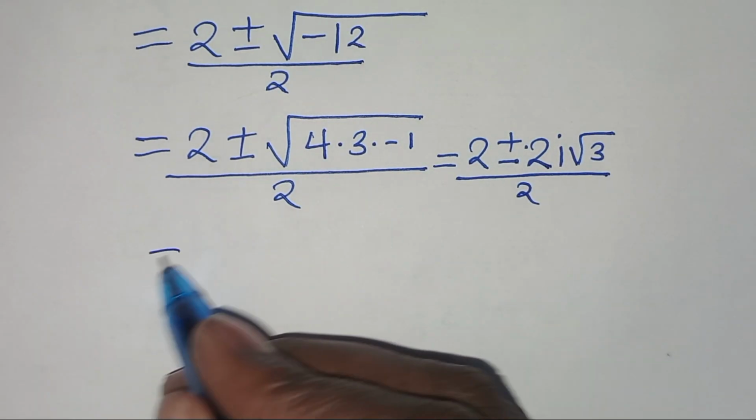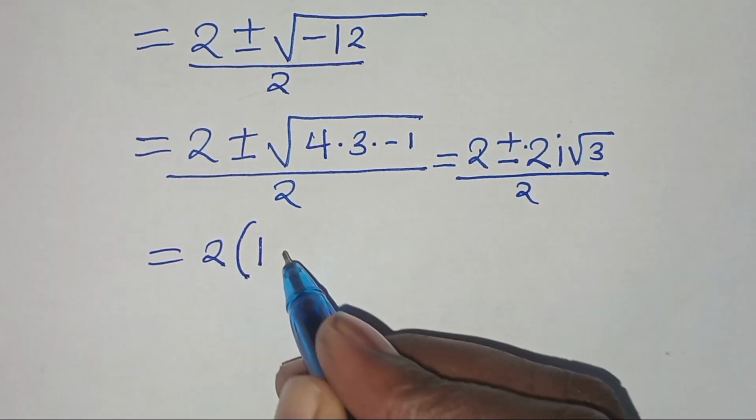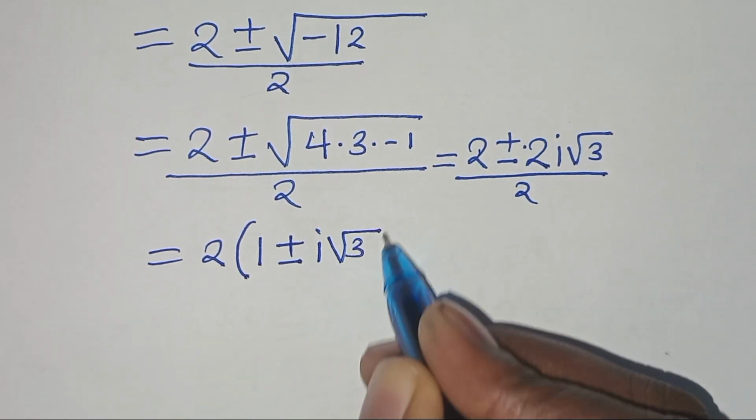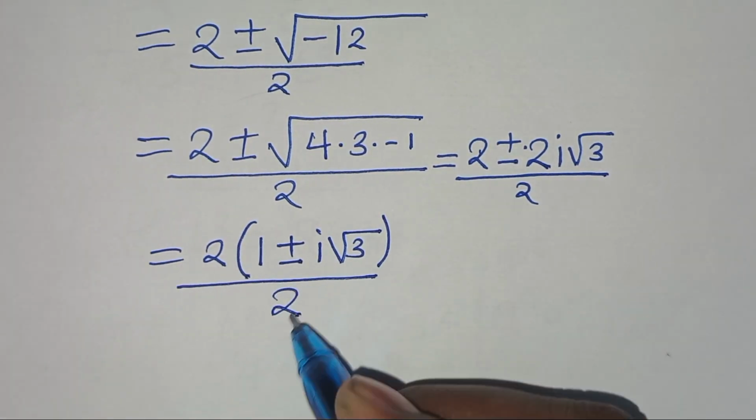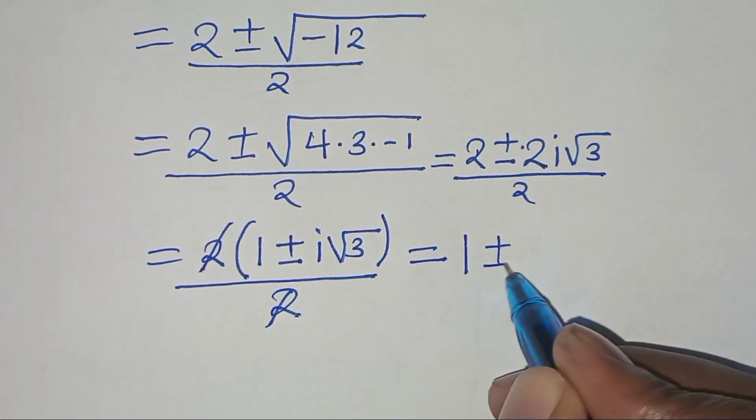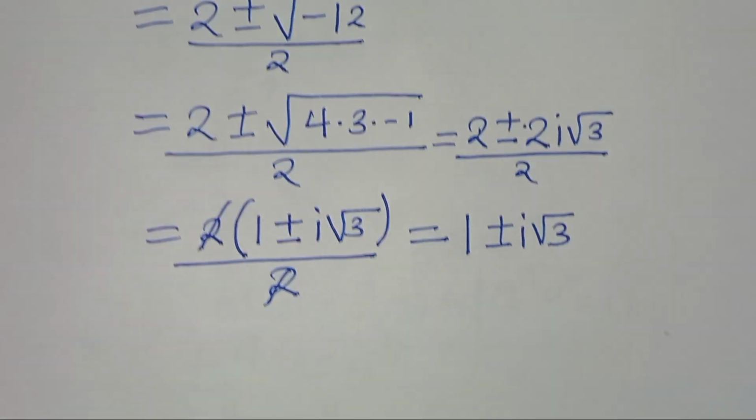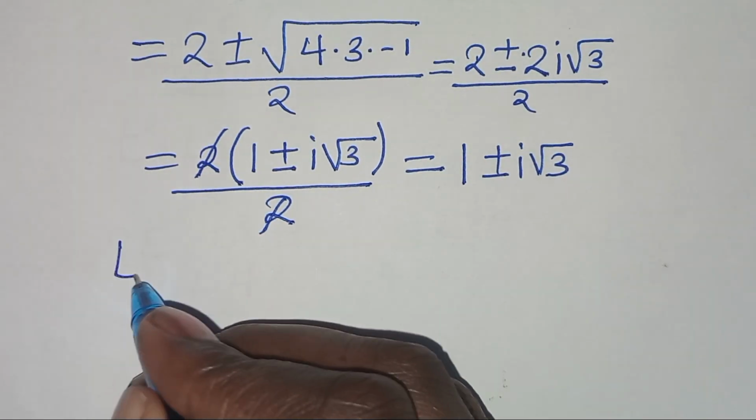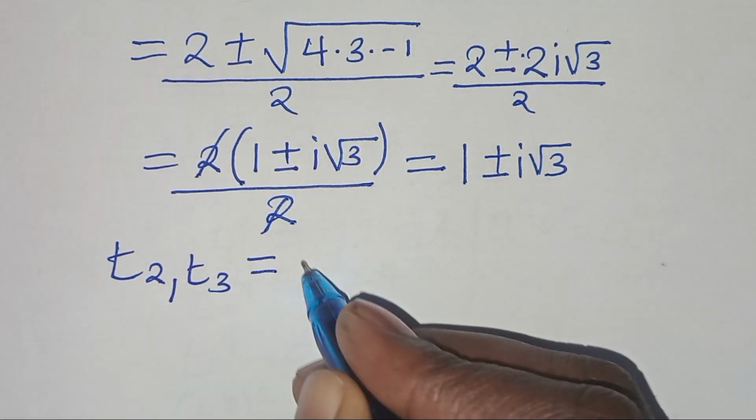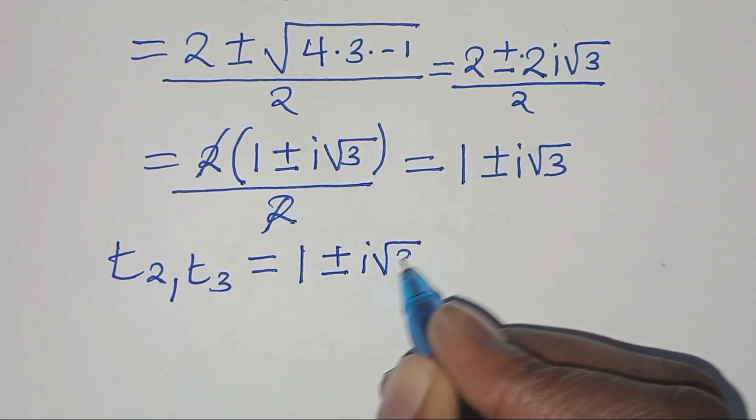So this implies that we can factor out 2 here. So 2 into the parentheses, this is 1 plus or minus i square root of 3 divided by 2. So 2 and 2 simplify, so that here we have 1 plus or minus i square root of 3. So this implies that t2 comma t3 is equal to 1 plus or minus i square root of 3.